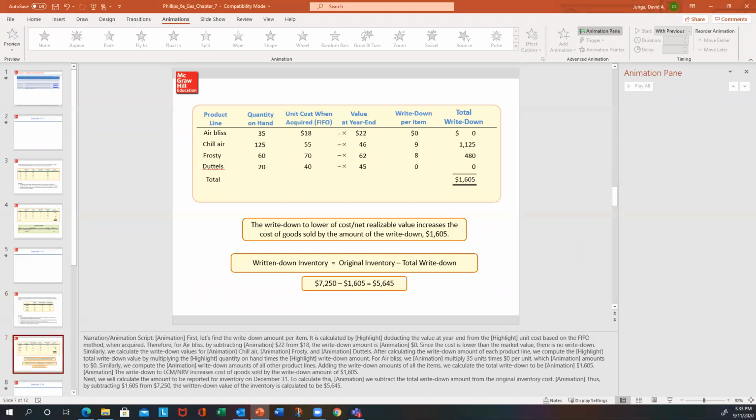And as you can see, here are your calculations. So the difference of 9 times your quantity on hand gives you 1125. On Frosty, the difference is 8 times 60, which would give you 480. You add those up. So you'd have to do a write-down, or an increase to your cost of goods sold, of 1605, and then your inventory would also go down by a total of 1605. All right, so that's essentially how you do it. It's called, again, lower of cost or market.